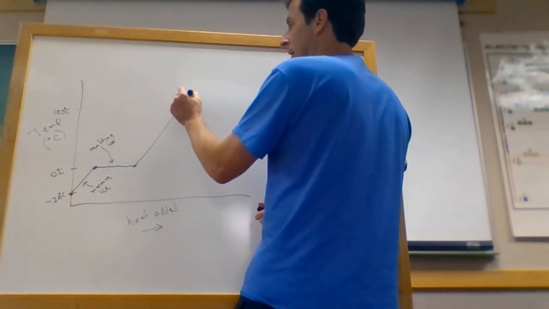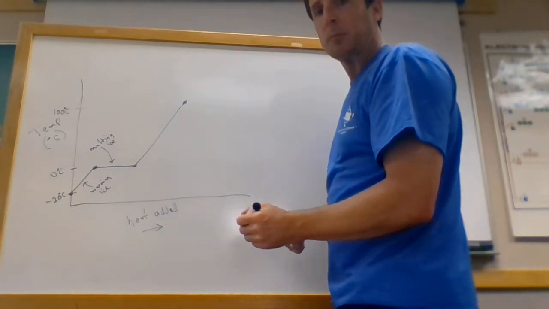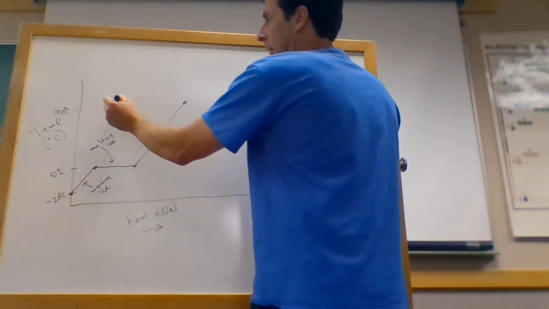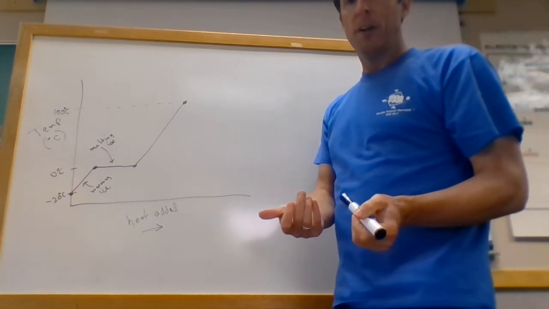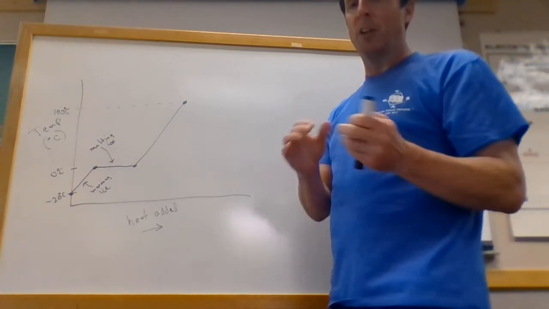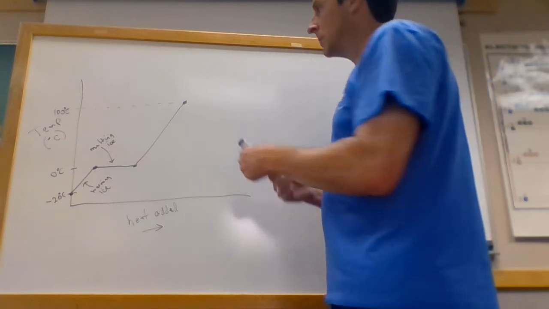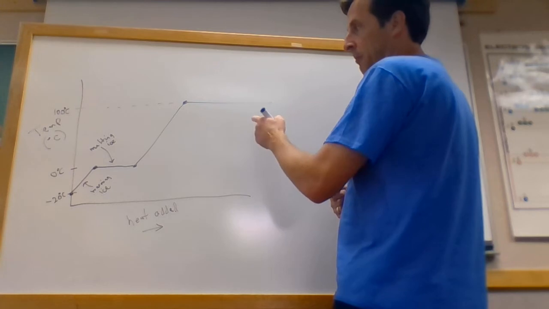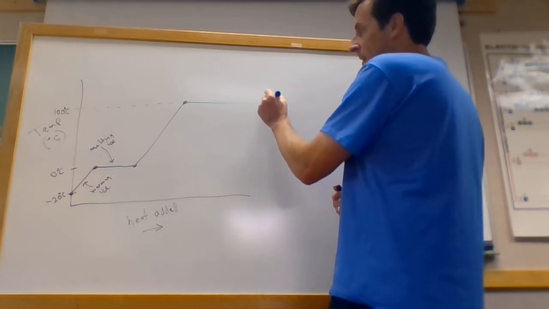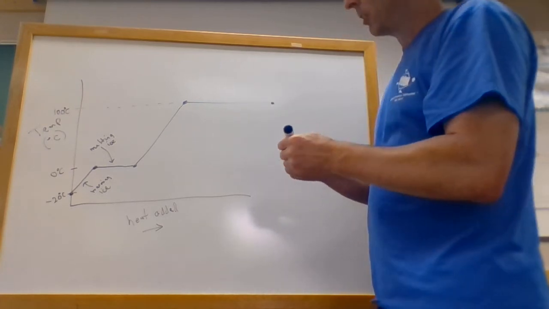So let's just say that's my 100 degrees Celsius. And at that point, another phase change is going to occur. At 100 degrees Celsius, the liquid water is going to start to boil. So I'm going to get another horizontal section of the graph representing the boiling. And then once it's at the end of that segment, that's where I've converted all the liquid water.